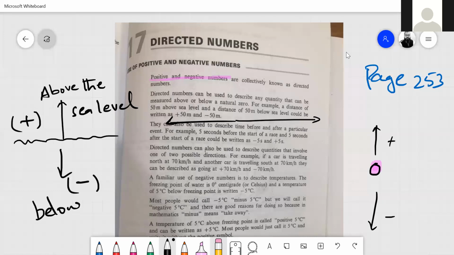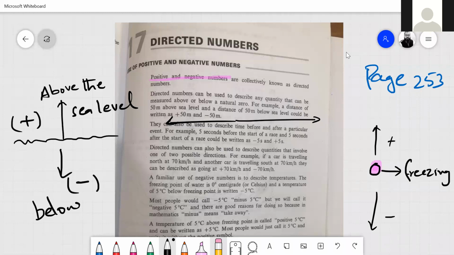A familiar use of negative numbers is to describe temperature. Zero is the freezing point. Freezing point means where the water freezes and becomes ice. The freezing point of water is zero.